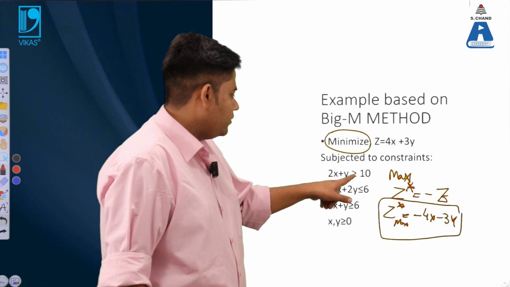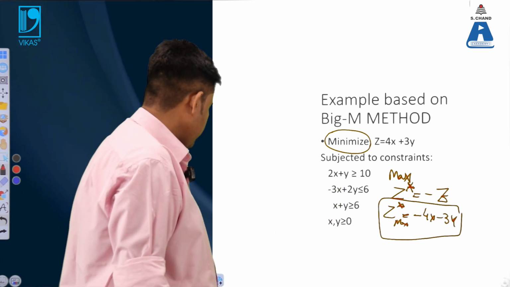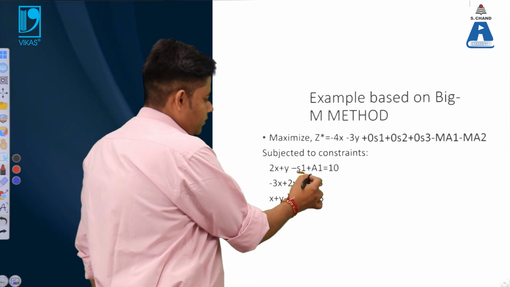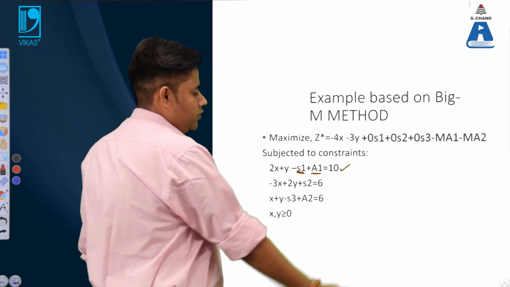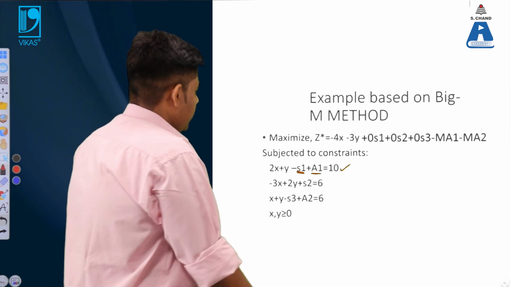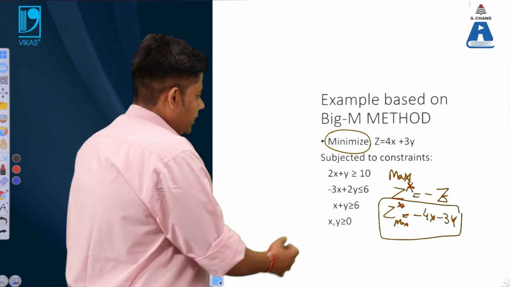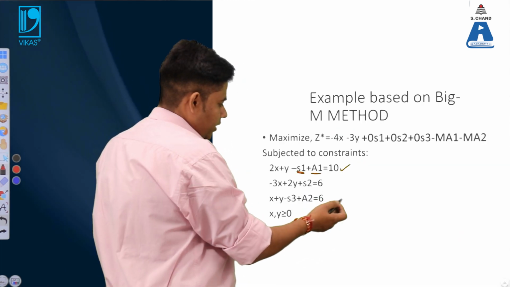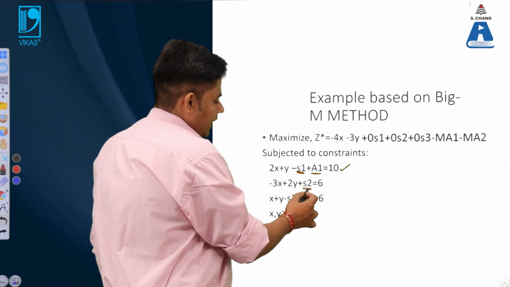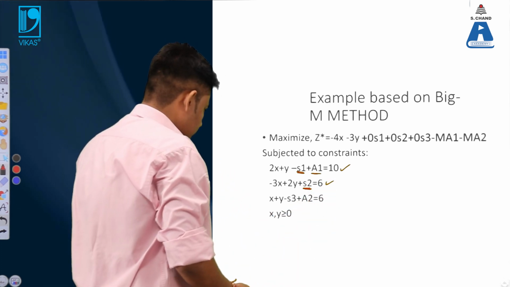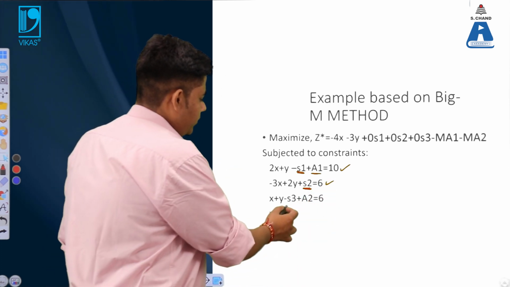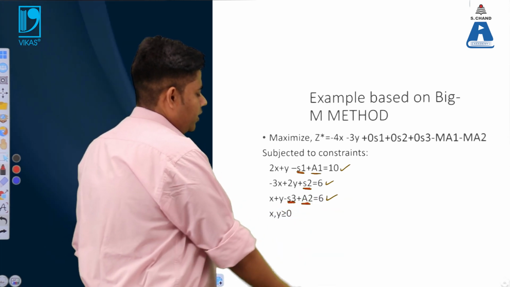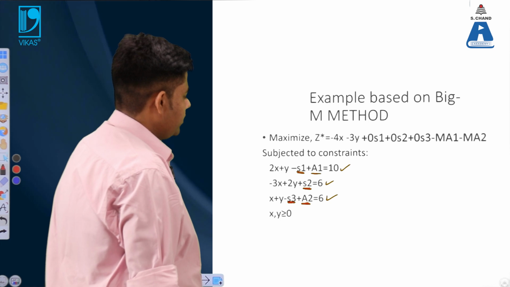In order to convert the more than type constraint into an equality, I have to use minus S1 plus an artificial variable, which would be equal to the constraint value. The second case is a less than type constraint, so on similar grounds we use a slack variable. The third equation is of more than type, so I subtract the surplus and add an artificial variable to get an equal to type constraint.